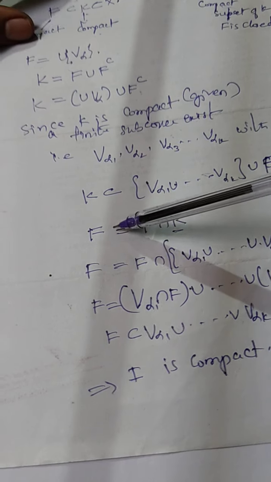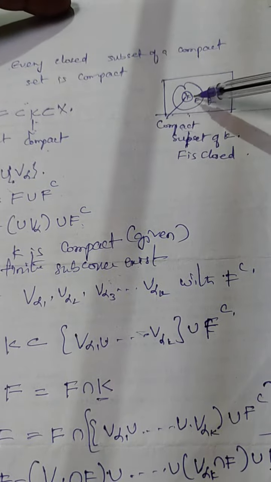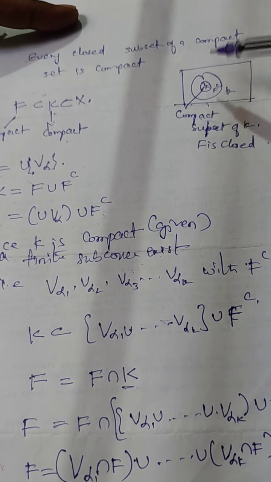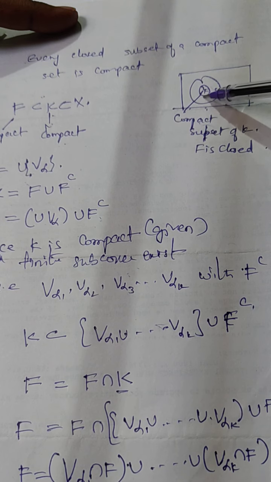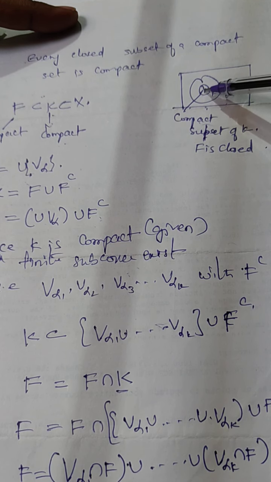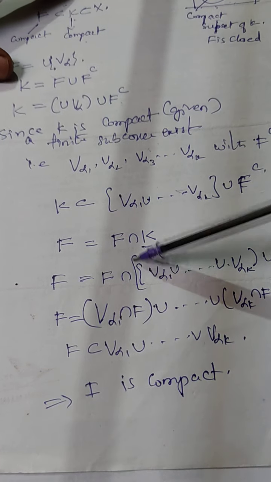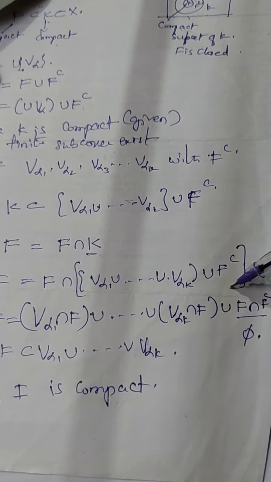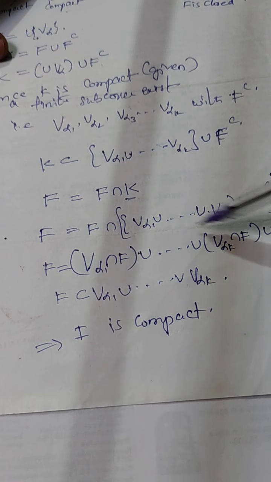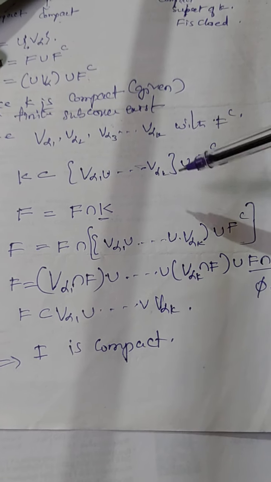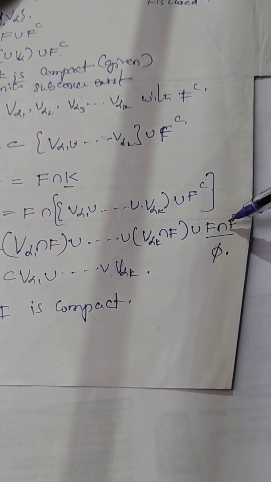Hence we know that F can be written as F intersection K, meaning the points which are there in F, that is V alphas, will intersect with K, we get F intersection K. So we get that K equal to V alphas union F complement, F intersection. We are intersecting with all the elements, and then we get F complement intersection F.